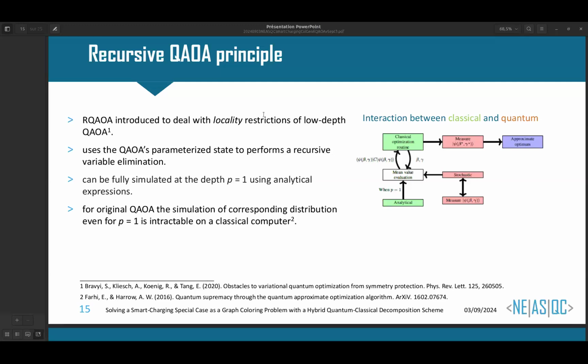So using a recursive QAOA, we could circumvent this difficulty. We used QAOA's parameterized state and performed a recursive variable elimination. And in this case, we can fully simulate the circuit with p equals 1 using analytical expressions, which was not possible with a standard QAOA. And that's what has been used in simulation.